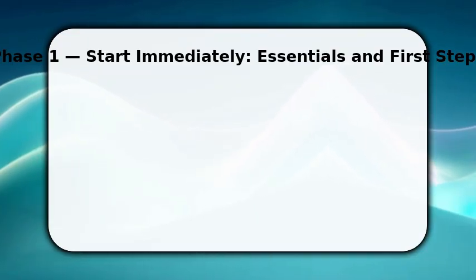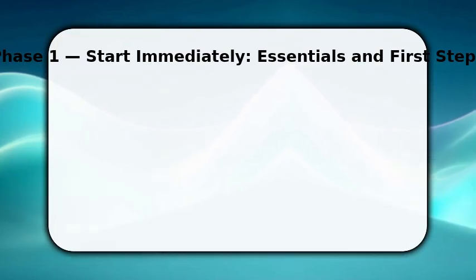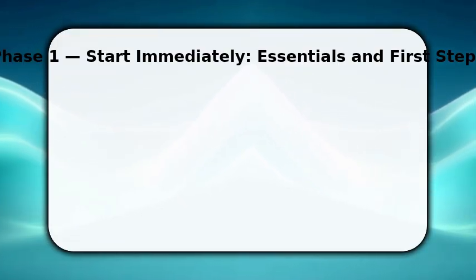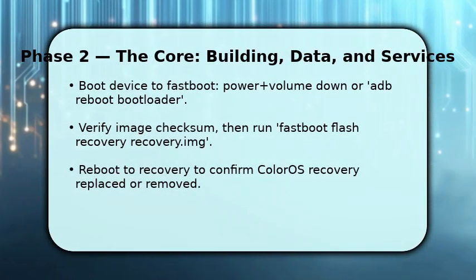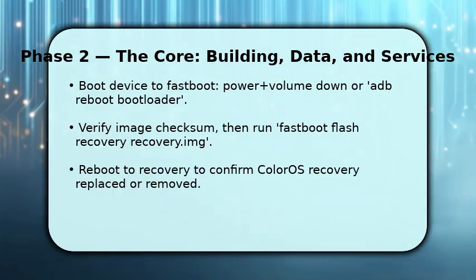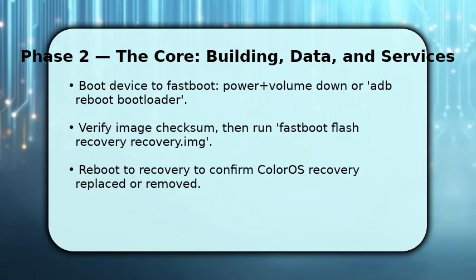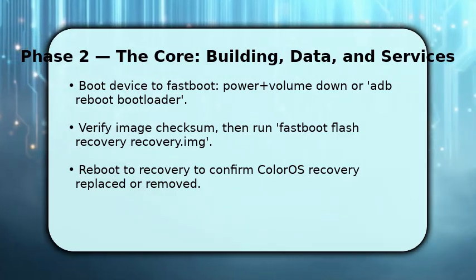Make sure you back up all important files and download the exact recovery or stock image for your Realme model, because flashing the wrong image will brick the device. You now replace the ColorOS recovery with the selected image. Boot into fastboot mode using power plus volume down or adb reboot bootloader, then connect via USB. Verify the downloaded image checksum so you don't flash a corrupted file.